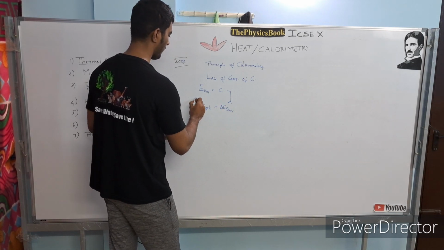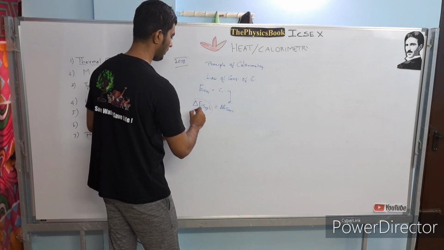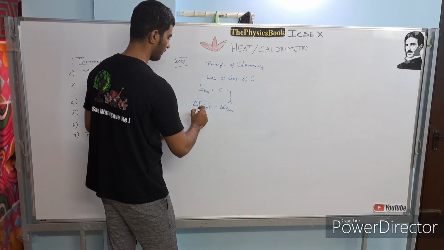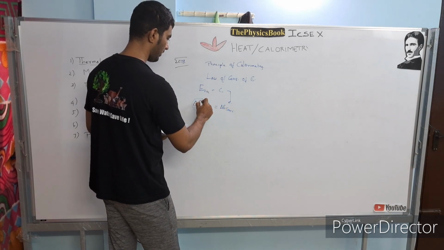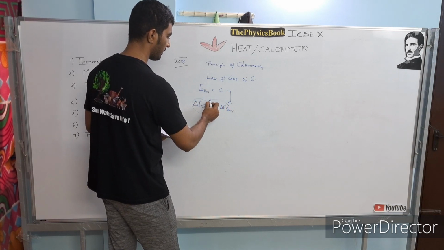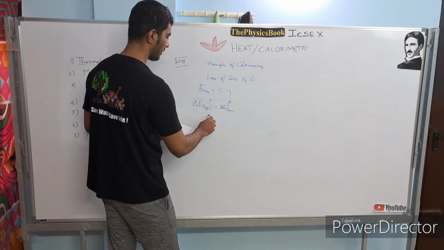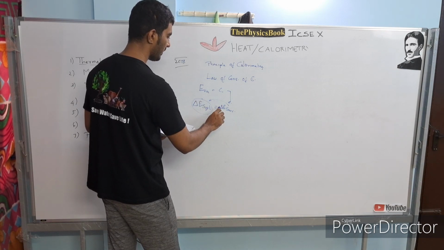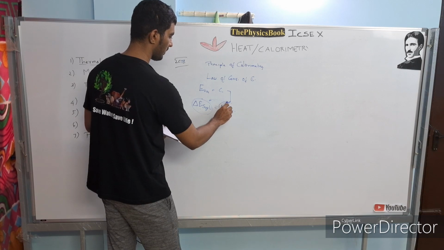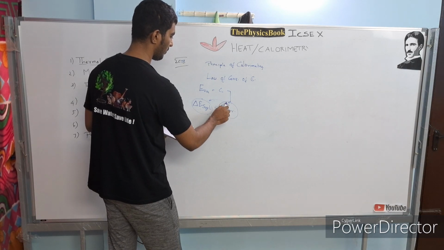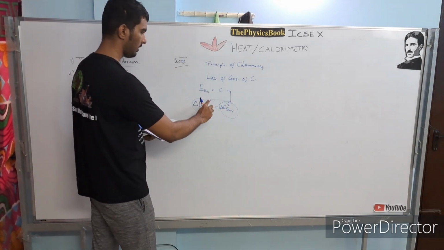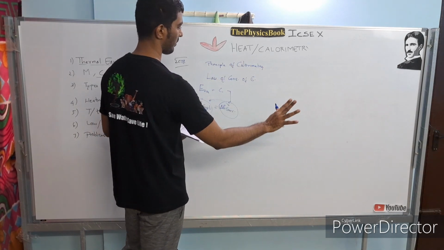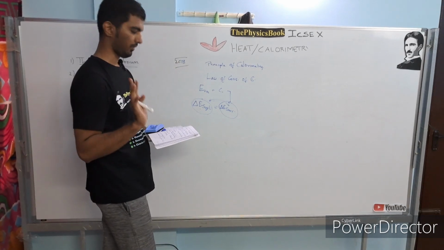Which means, for example, if ice is gaining heat, its thermal energy is increasing, it is gaining heat, and the surrounding is giving the heat. So whatever thermal energy is gained by the ice is equal to whatever thermal energy is given out by the atmosphere. So this is the law of conservation of energy, and calorimetry also works on the same principle.